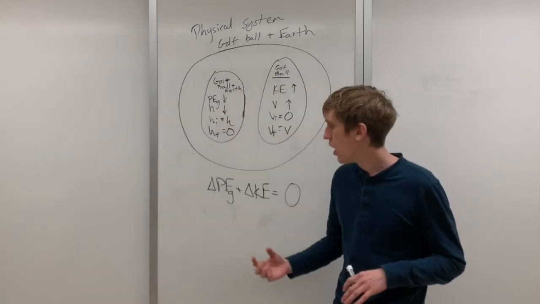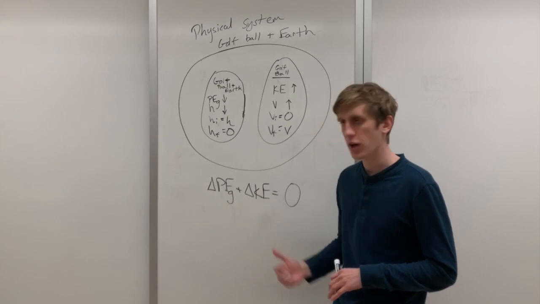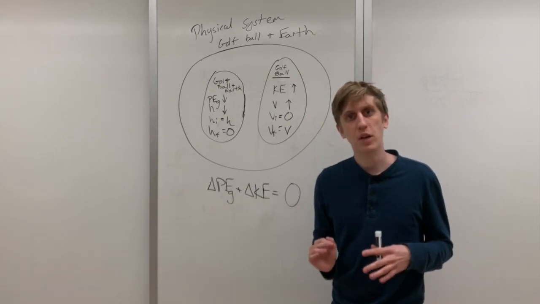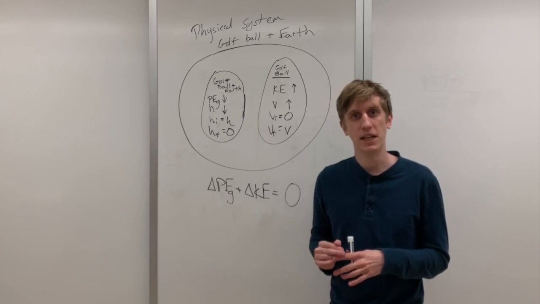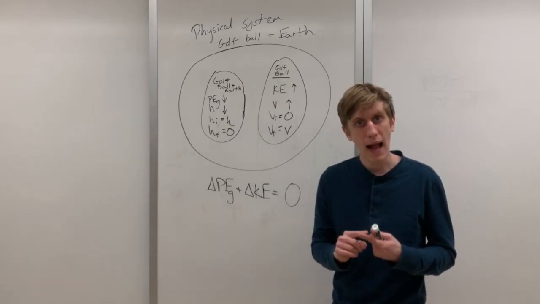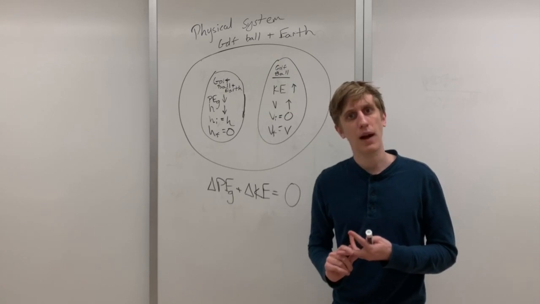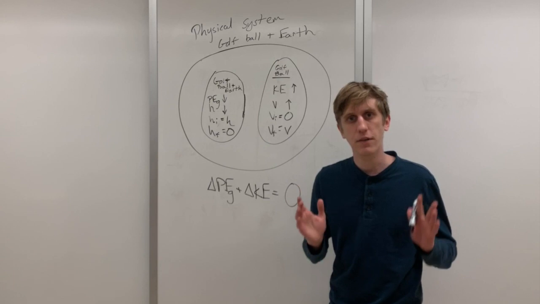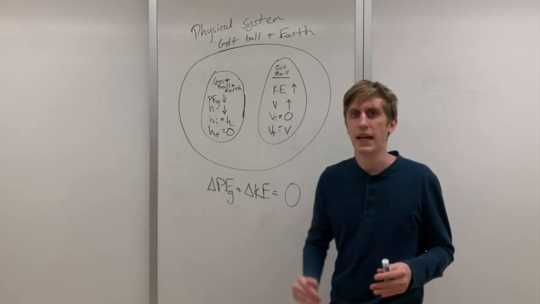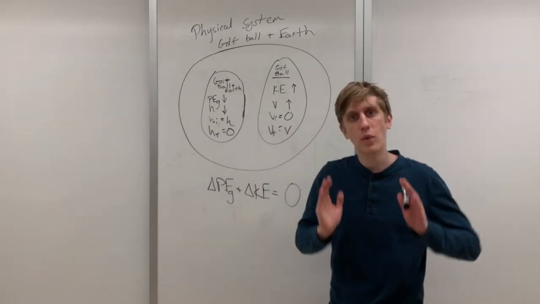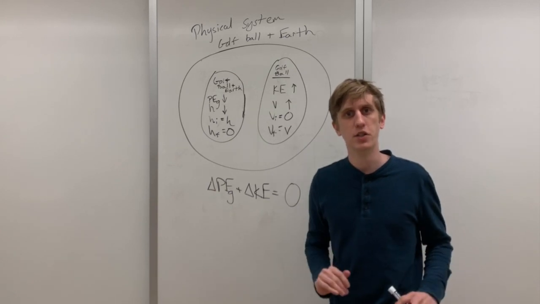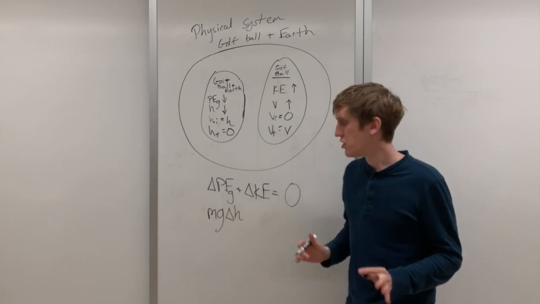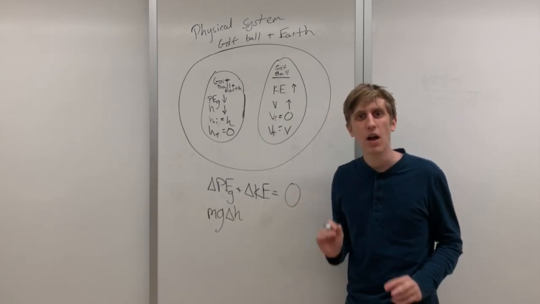Just as before, we need to be able to expand these terms if we want to calculate anything interesting. It turns out that the gravitational potential energy that an object has is just equal to its mass times the acceleration of gravity times its height. The mass and the acceleration of gravity are not changing as the ball moves. So the gravitational potential energy term can be written like this, where delta H is just the change in height of the ball.